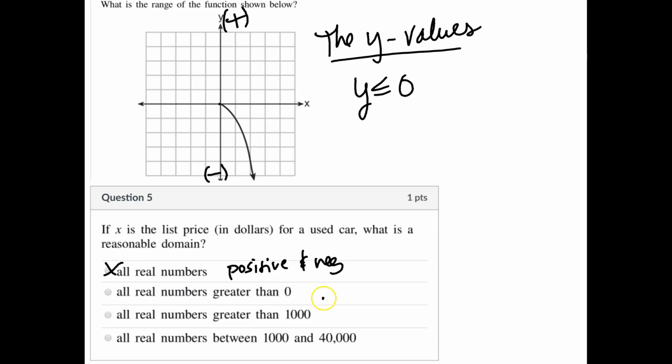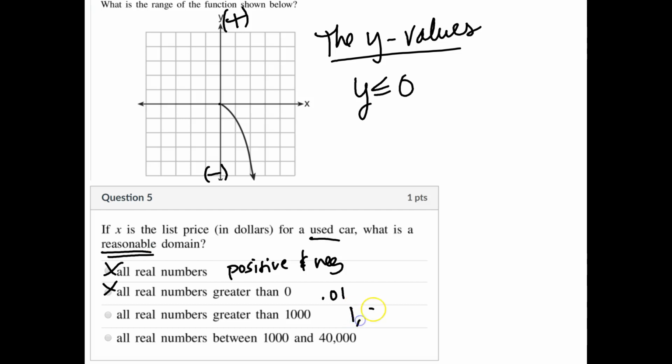Okay, 0.01 is greater than 0. Will you pay 1 cent for a used car? No. Doesn't make sense. It's not reasonable. You see me underlining that? That's what you should do. It's not reasonable. What about all real numbers greater than 1,000?